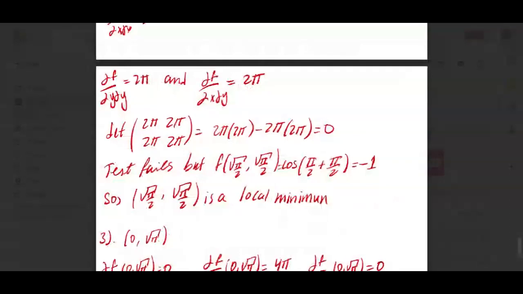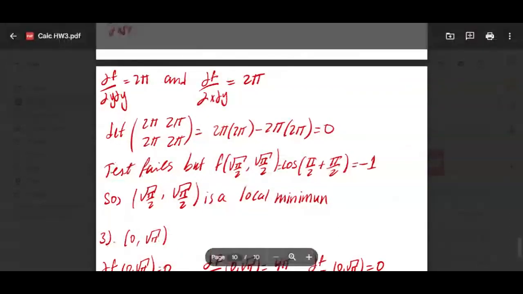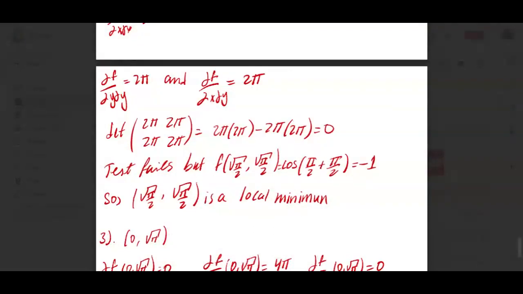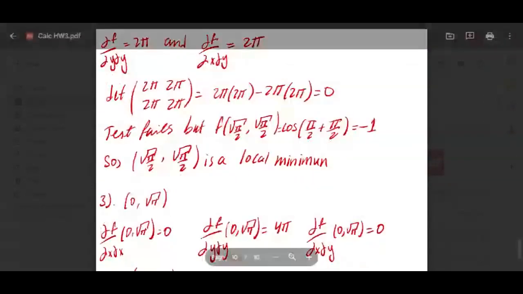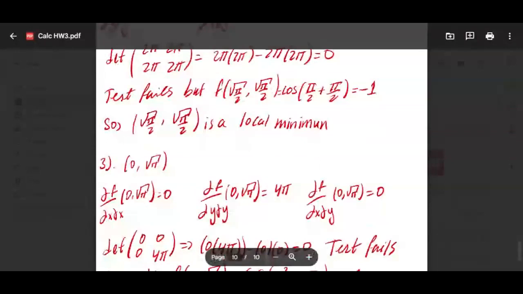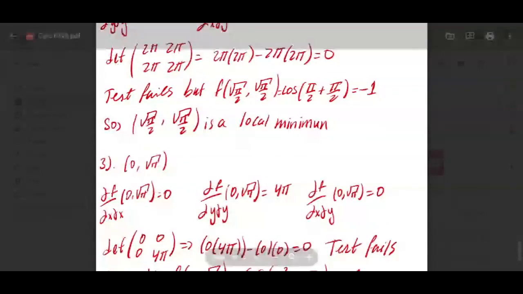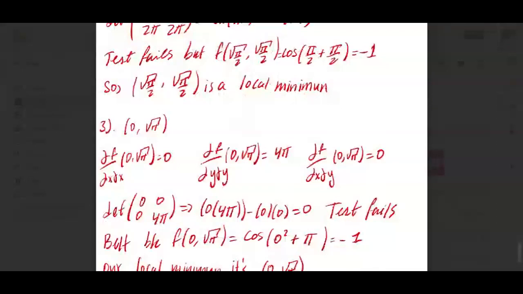And then here, when we plug in square root of pi over 2 to our function, it is equal to -1. So that means we have a local minimum because it's less than 0.